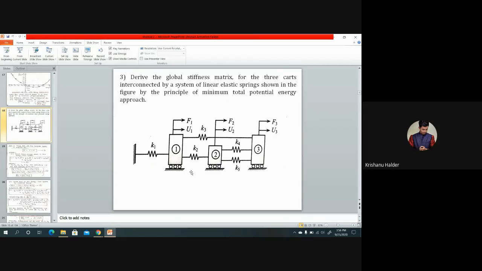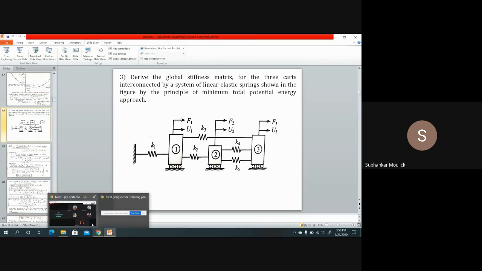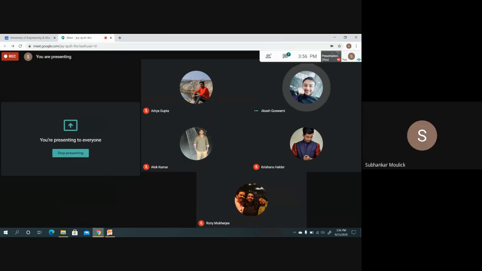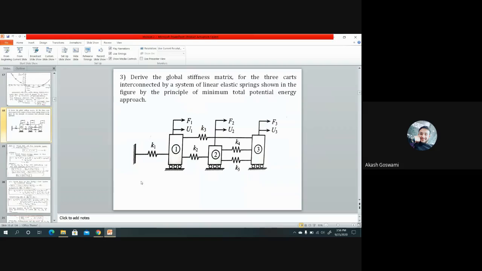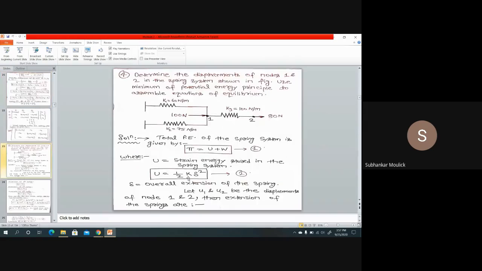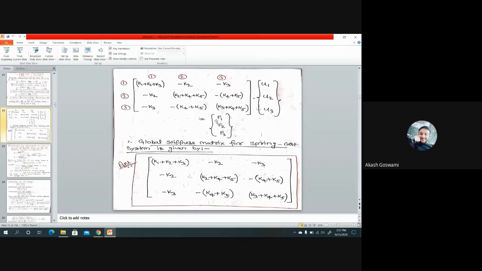Yes, sir. You can expect such kind of problems in exams also. Fine. Sir, I have one question. Who is asking? Sir, Akash. Okay, yes, you can ask. Sir, if the forces are in different direction, suppose the forces are in negative x direction, you have to put minus f1. Then in that case, it is obvious, this will be minus f1, minus f2, minus f3. And sir, displacement also changes now.